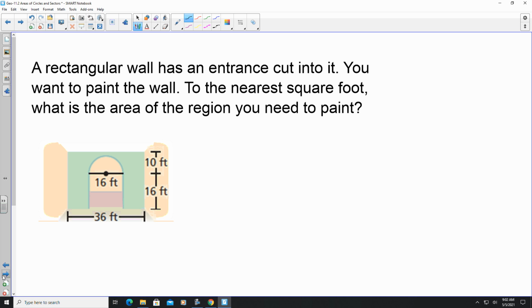All right, so last problem here, it says a rectangular wall has an entrance cut into it. You want to paint the wall. To the nearest square foot, what is the area of the region you need to paint? So essentially here, the blue area is what you're trying to paint.